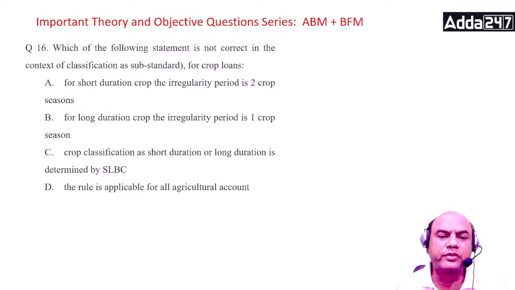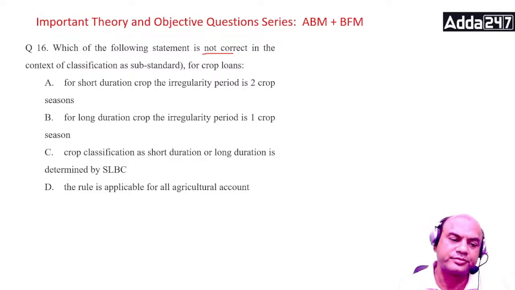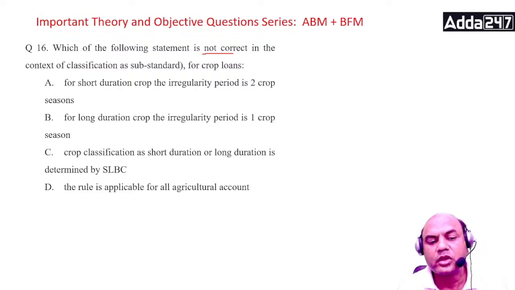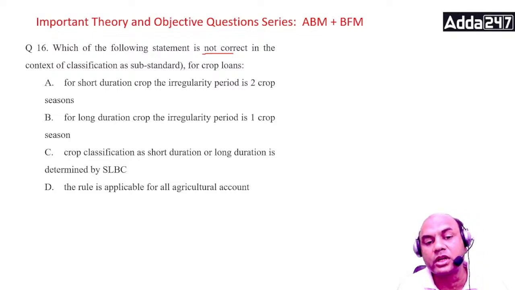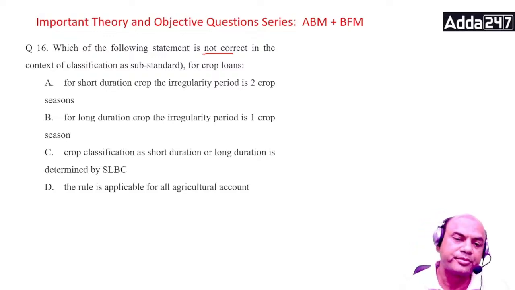Next one. Which of the following statements is not correct in the context of crop loans? For short duration crops, the irregularity period is 2 crop seasons. For long duration crops, the irregularity period is 1 crop season. Crop classification as short duration or long duration is determined by SLBC. The rule is applicable for all agricultural accounts. We want the one that is not correct. Which of them won't be correct?